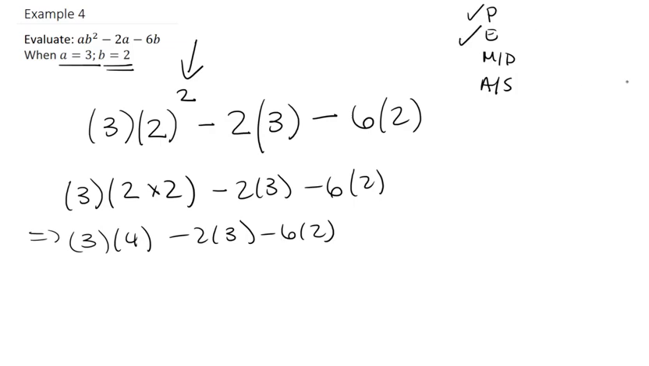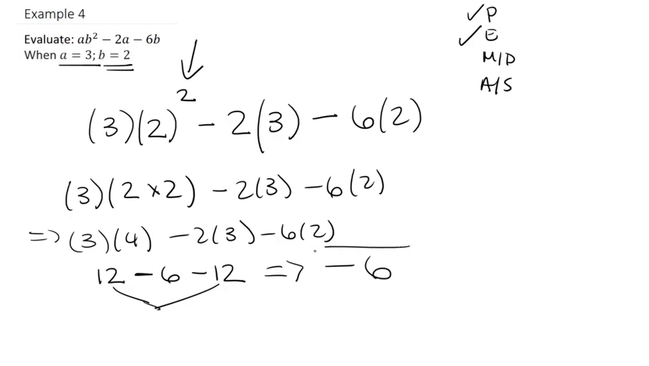Now we need to do our multiply and divide. So 3 times 4 is equal to 12. And then we have minus 2 times 3, which is 6. And then we have minus 6 times 2, so that's minus 12. So once again, we have 12 minus 12, which becomes 0, and we're left with just negative 6 as our final solution.